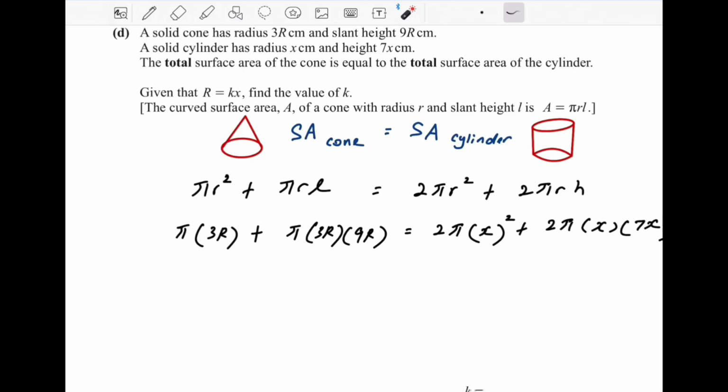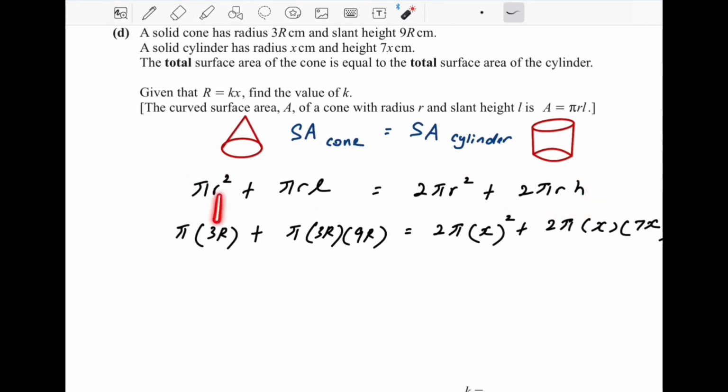So you must be very familiar with the formula. The curved surface part is given by pi r l, but there's also a circle at the base, so pi r squared. So this is the total surface area of a cone. For the cylinder, 2 circles, so 2 pi r squared, and the curved surface is 2 pi r h. That's the formula. So this is your formula.